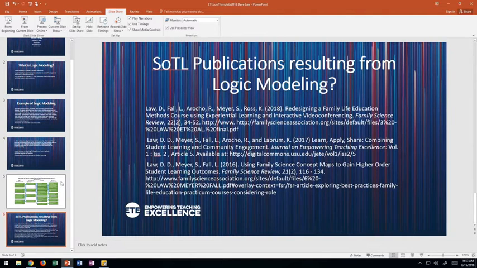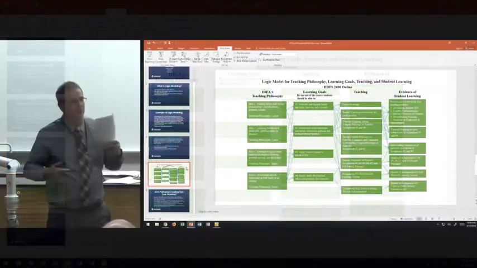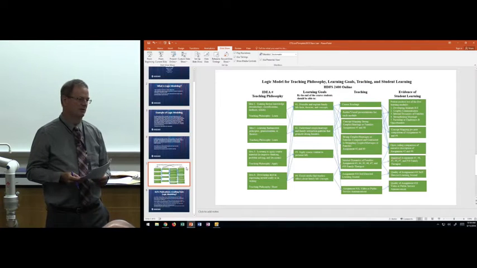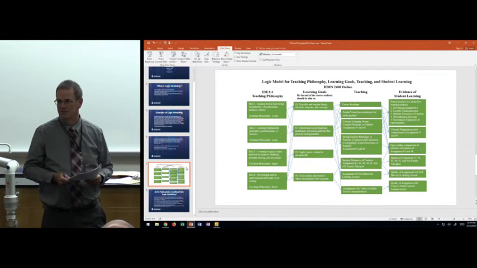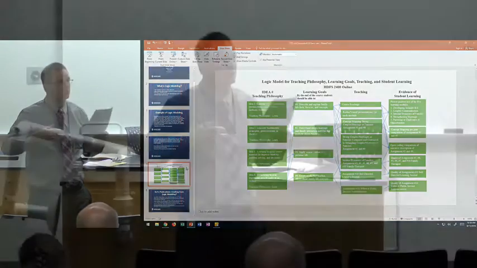So I want you to picture this. When you do this, at the end you really have your literature review, your ideas, and your learning goals. You've thought through: this is my philosophy. What's your philosophy based on? What support is there for that philosophy? Your learning goals, you're going to describe in your literature review. Your teaching is going to have a lot of methods in it. And your results are really your student learning. How are you documenting that your students learned?